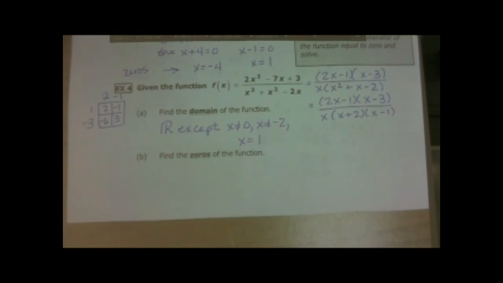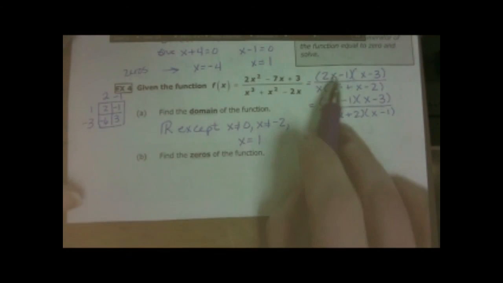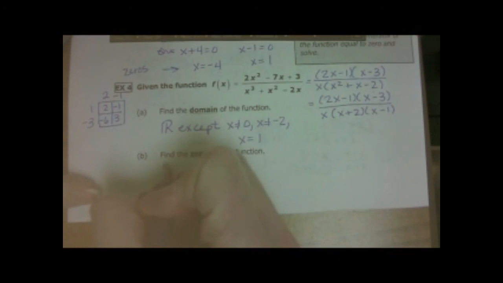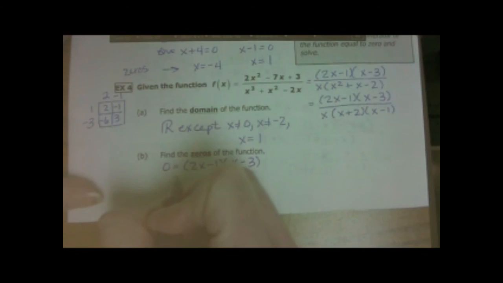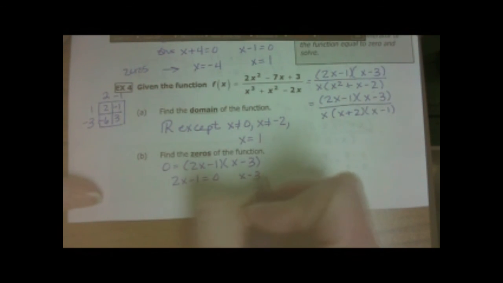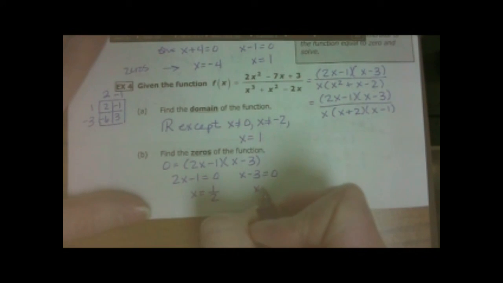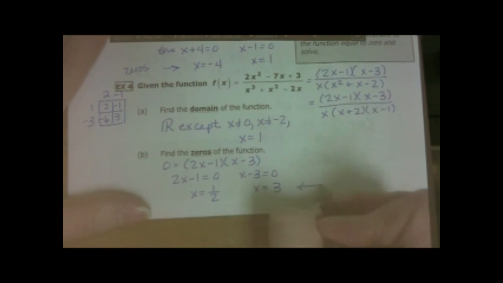Next, find the zeros of the function. Remember how we said to do this. All you have to do is set your numerator equal to 0. It's already factored. So 0 equals 2x minus 1 times x minus 3, which means 2x minus 1 is 0, and x minus 3 is 0. This one will give you x equals 1/2. This will give you x equals 3. And these are your zeros.